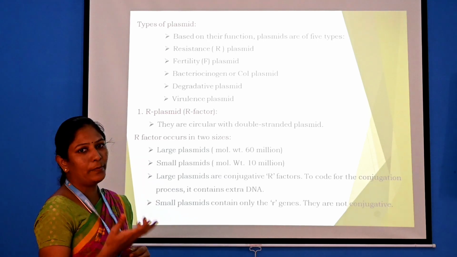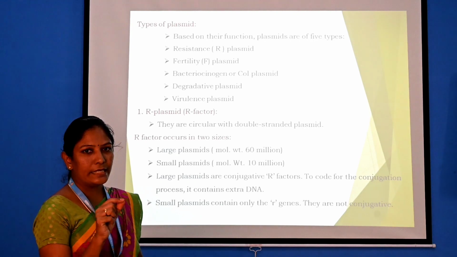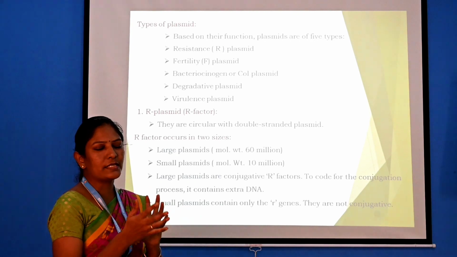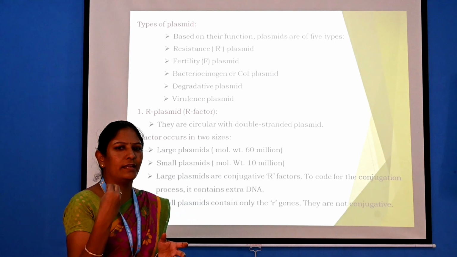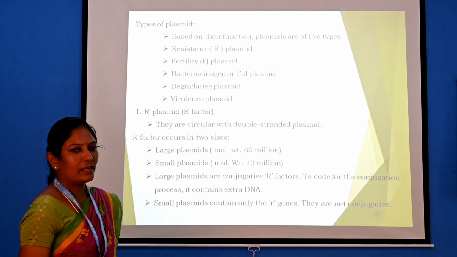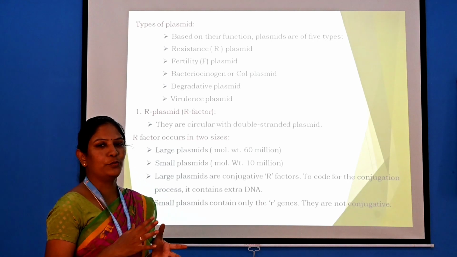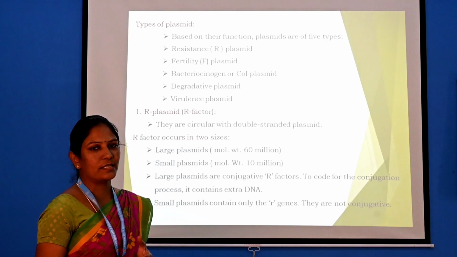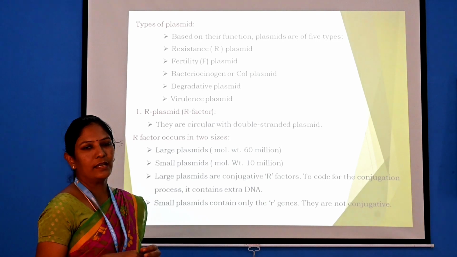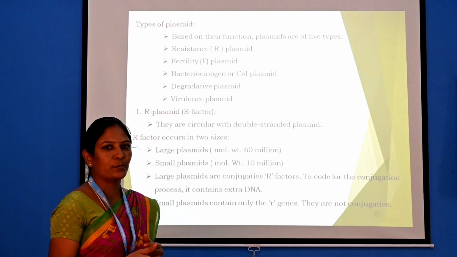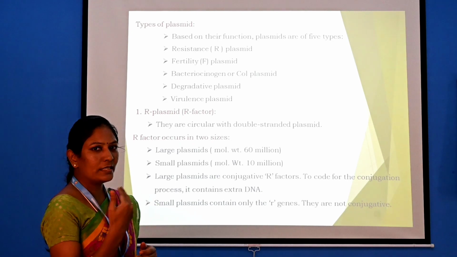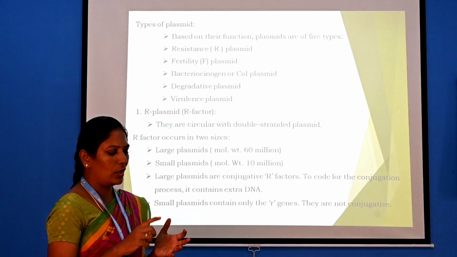First one is the R plasmid. The R indicates the resistance plasmid. The basic structure of the plasmid is circular, double-stranded DNA elements. The resistance plasmids are of two types. One is the larger one, the second one is the smaller one. The smaller one has a molecular weight of 10 million, and the larger size of resistance plasmid has a molecular weight of 16 million. So what is the difference between these two? It is the conjugation process only.